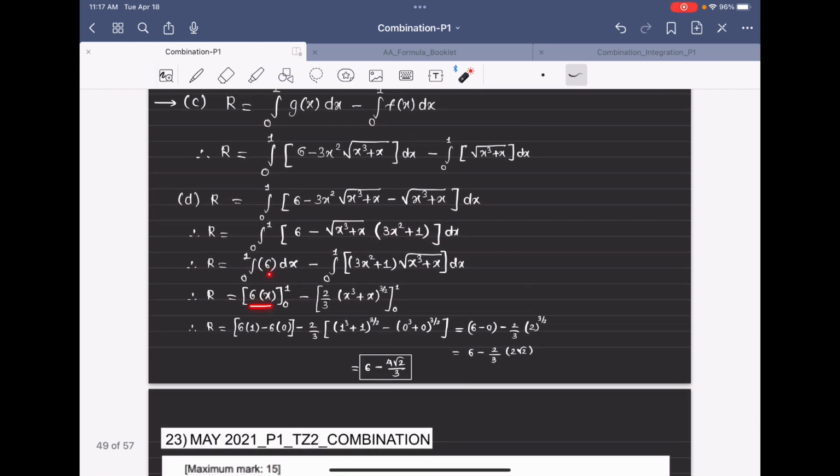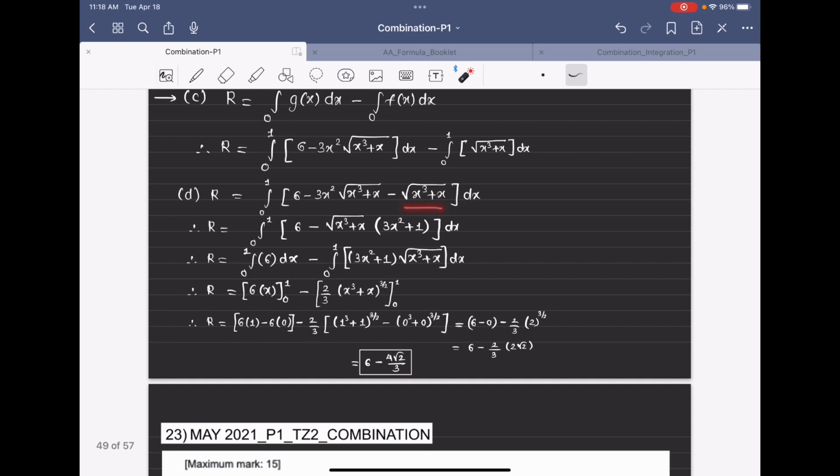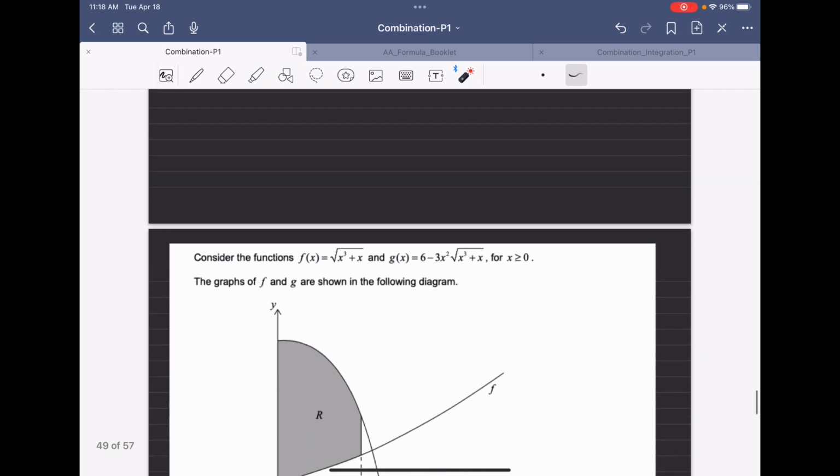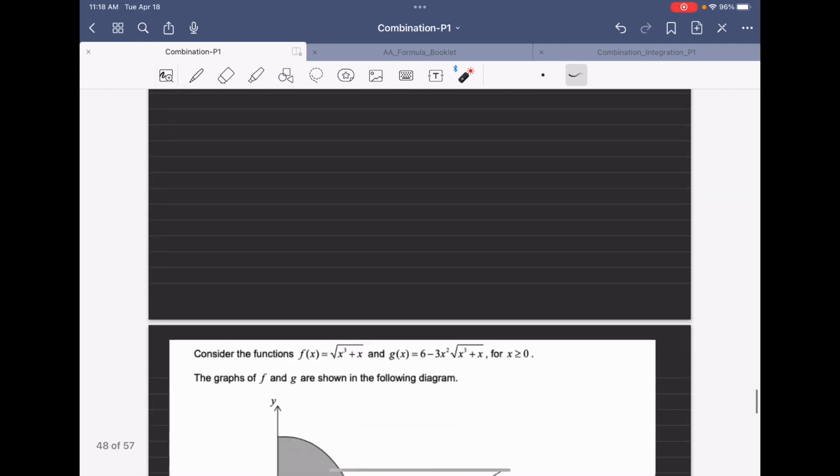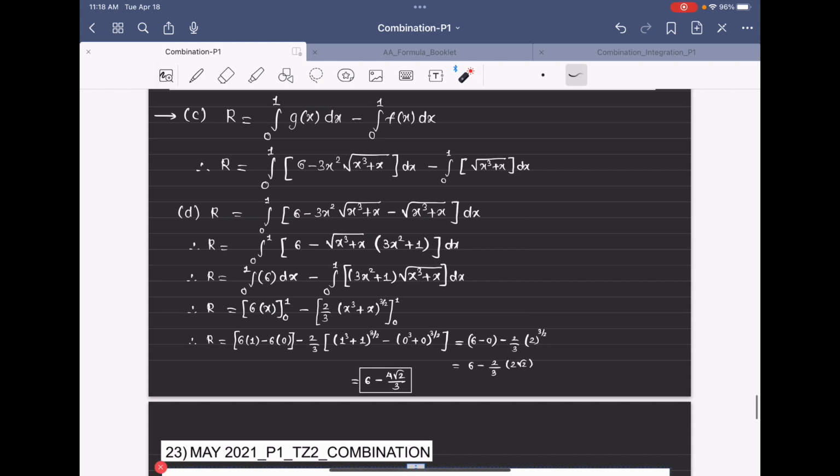The integration of 6 is 6x. When you take integration, remove the integration sign and write down 0 and 1 behind the bracket. And we already know that the integration of (3x square plus 1) into root of x cube plus x is 2 upon 3 times (x cube plus x) raised to 3 by 2 plus c. Remove c because we are now using definite integration. So I'm using the same answer, 2 by 3 bracket (x cube plus x) raised to 3 by 2, with limits 0 and 1.